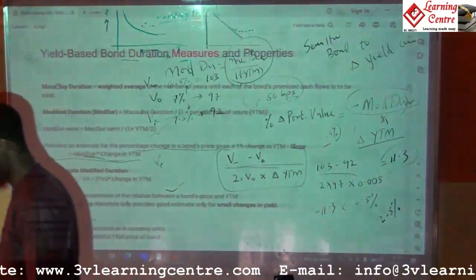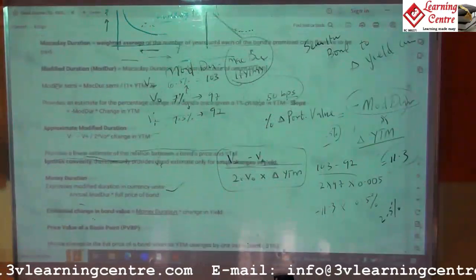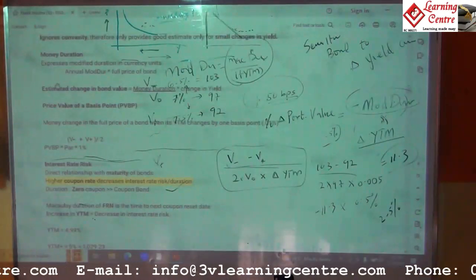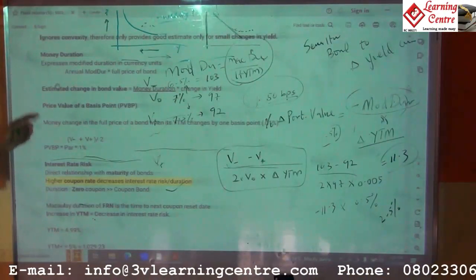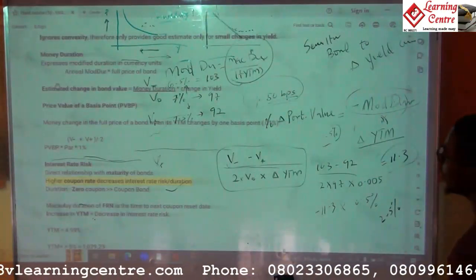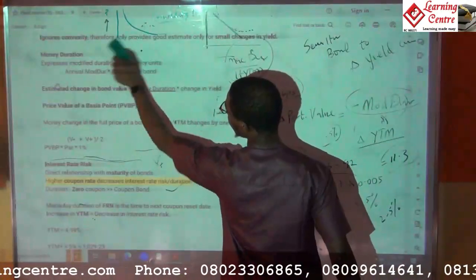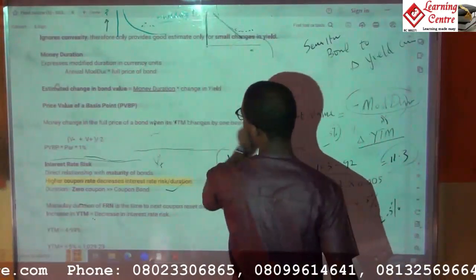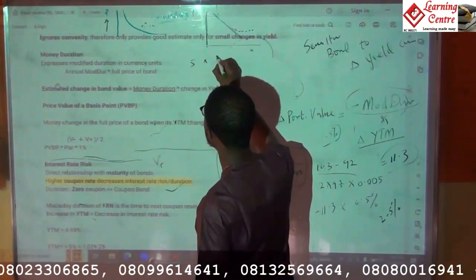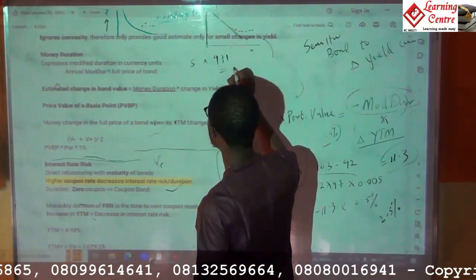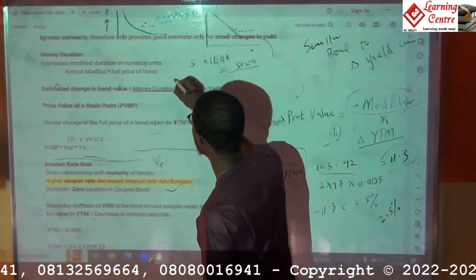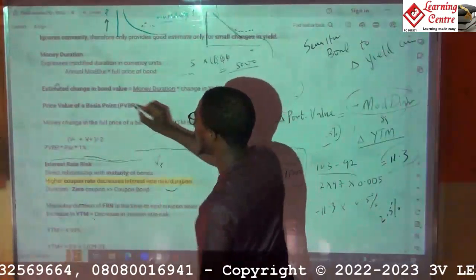So if the price of the bond is 971 or 1 million, then the formula in this case is money duration, which is the annual modified duration times the full price of the bond. So we have 5 as our modified duration. But the price of the bond is, let's say, 971. So we are getting something like, let's say 1,000. So we have 5,000 as your money duration.